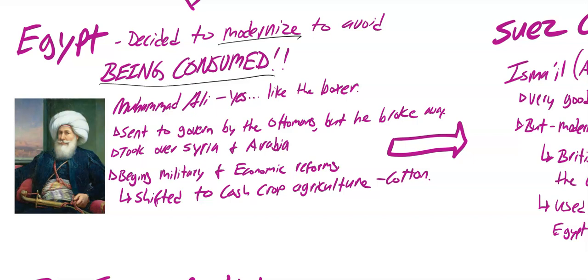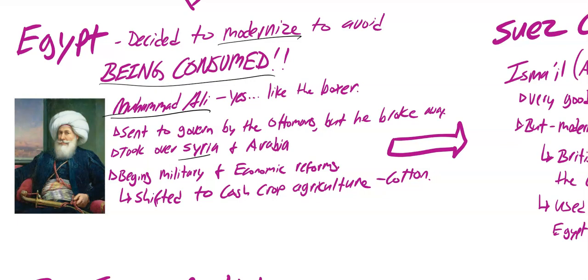And so they start thinking, we need to modernize, we need European guns, we need to figure out ways we can defend against these Europeans, and the only way to do that is to become like them so they won't come in and imperialize. And so Muhammad Ali, not the boxer, but his name is the same as the boxer, is going to be the leader of Egypt, and he was sent to govern by the Ottomans, but he ends up breaking away and led an independent Egypt, part of the whole weakness of the Ottomans thing.